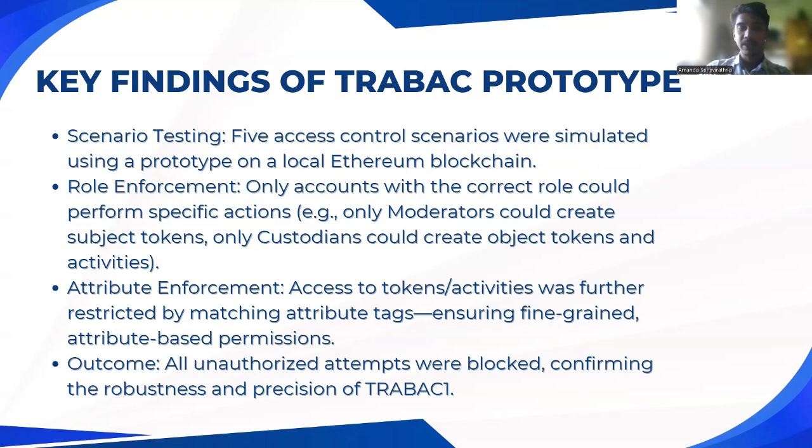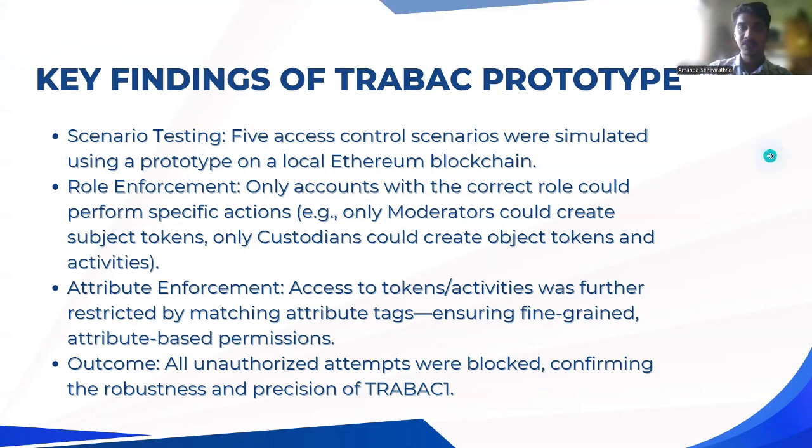I'm also going to explain unauthorized attempts, such as an admin trying to create a token or a custodian trying to access a token with a tag that is not their own. They were automatically blocked by the smart contract. This demonstrates that tokenized role attribute-based access control not only provides security at the role level, but also achieves fine-grained control at the attribute level, preventing privilege escalation and unauthorized data access.